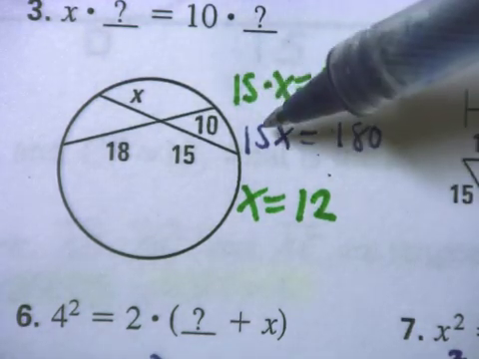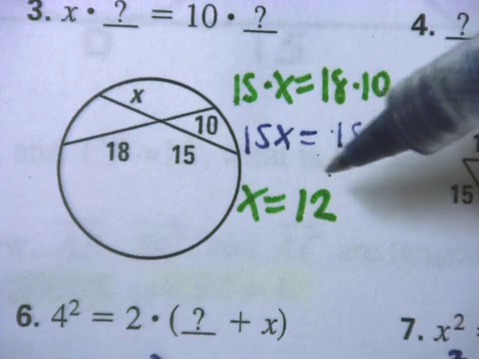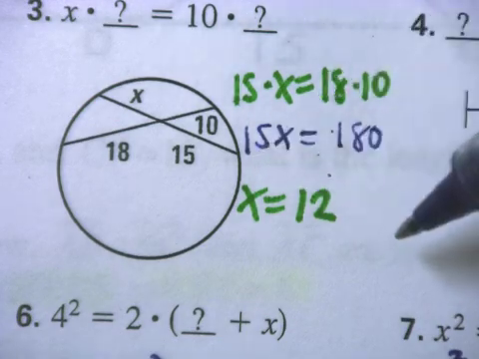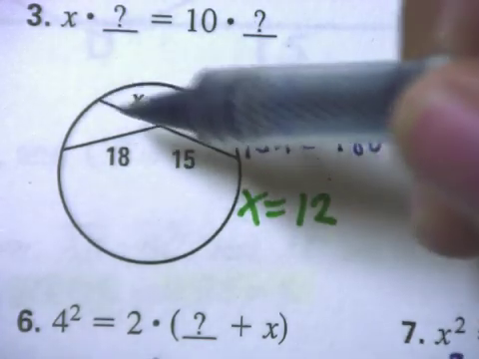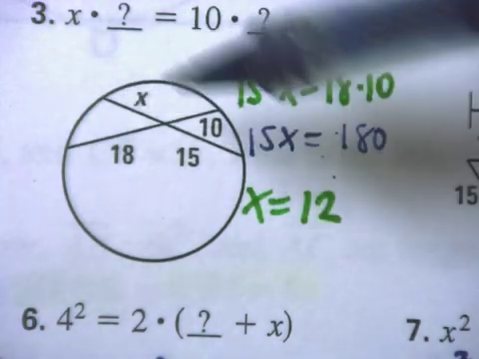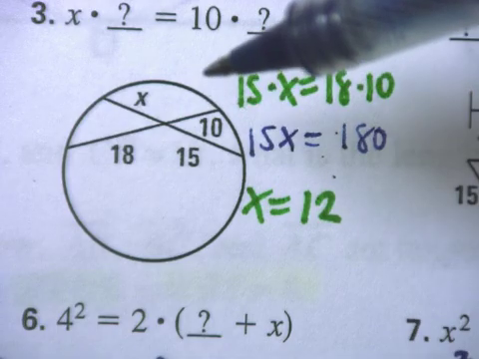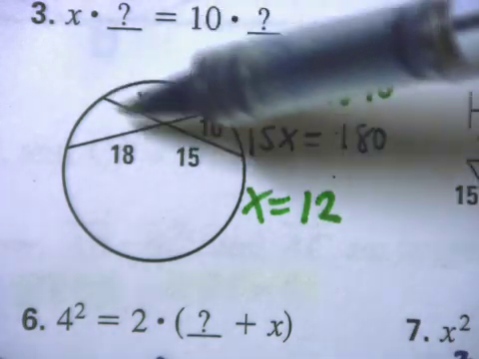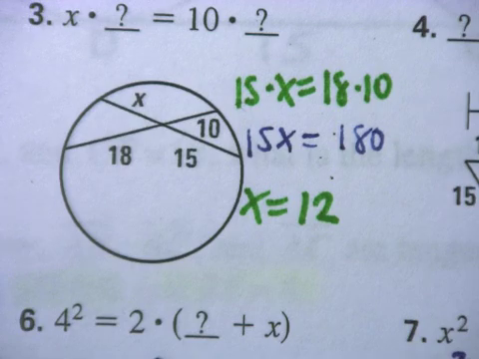So 15 times x is 15x, 18 times 10 is 180. Obviously, we're going to divide both sides by 15. When I do that, x is 12. So what happens here is that this little portion right here of the chord is 12. Now when you add them, 12 and 15 is 27, and 18 and 10 is 28. Remember, we never said they were congruent. We're just looking for this part here. And if you multiply the parts together, the products should be equal to each other.